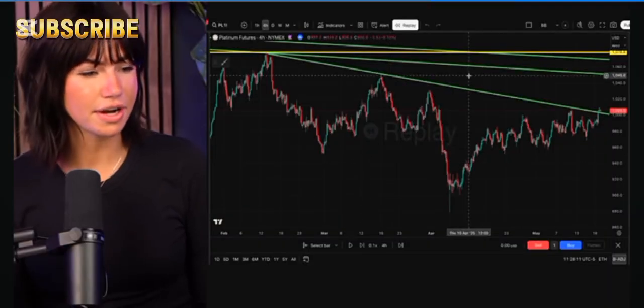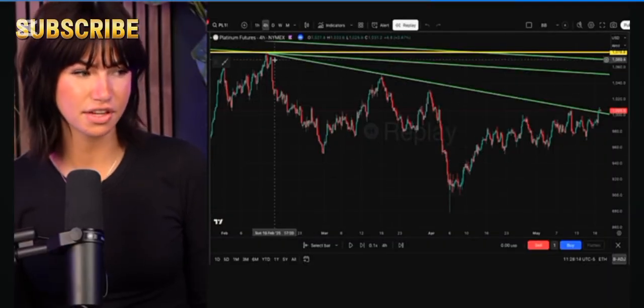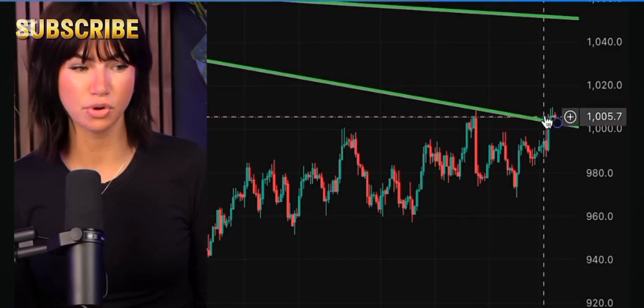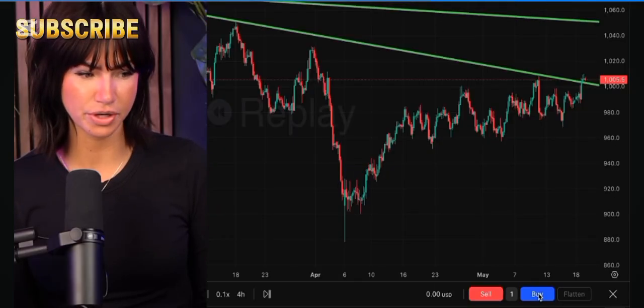Okay, we are looking at platinum here. Right now we are presented with a break of a 3 touch point trend line. We've got 1 touch point, 2 touch point, 3 touch points here, and price just broke out. This is signifying a long position. We're going to hit the buy button here.